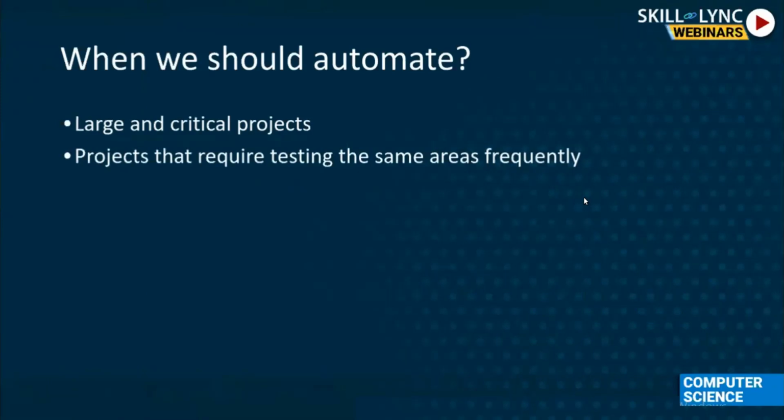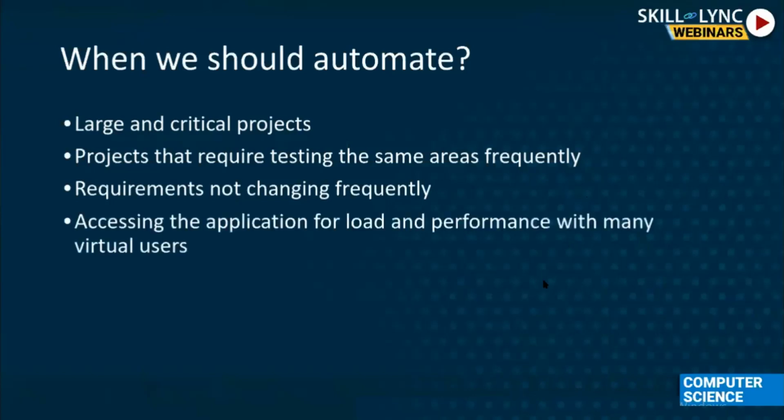Every time you open your mobile app, you see a lot of updates coming in nowadays. That is because of the agile world. Every week we are getting new releases, so we need to test our code more and more frequently. In that case, we should go for automation. Then if your requirements are not changing that frequently, you should go for automation. And when assessing the application for load or performance.